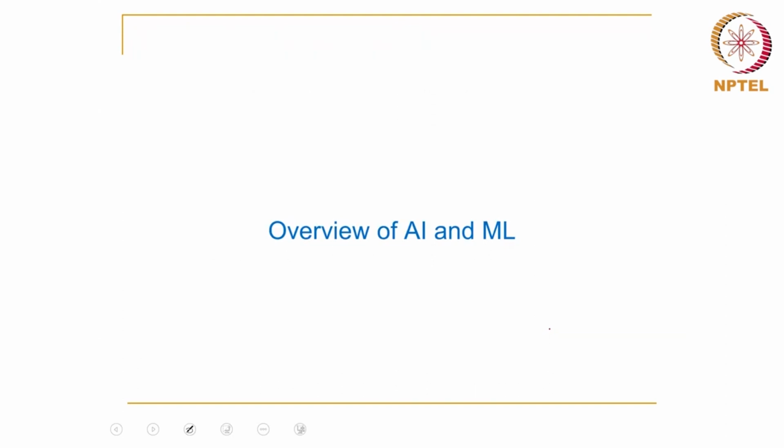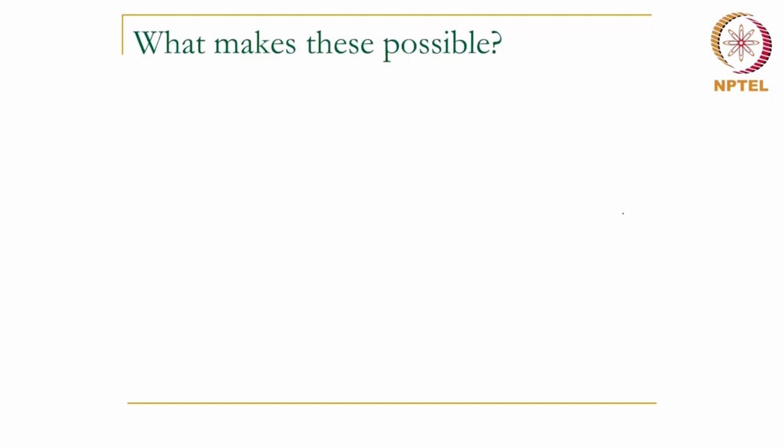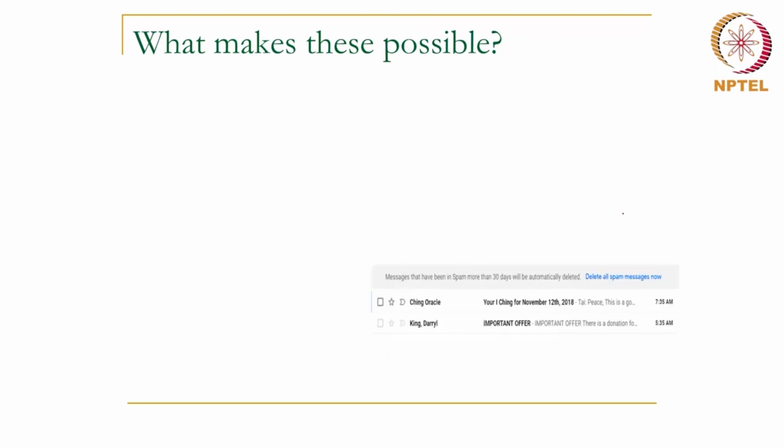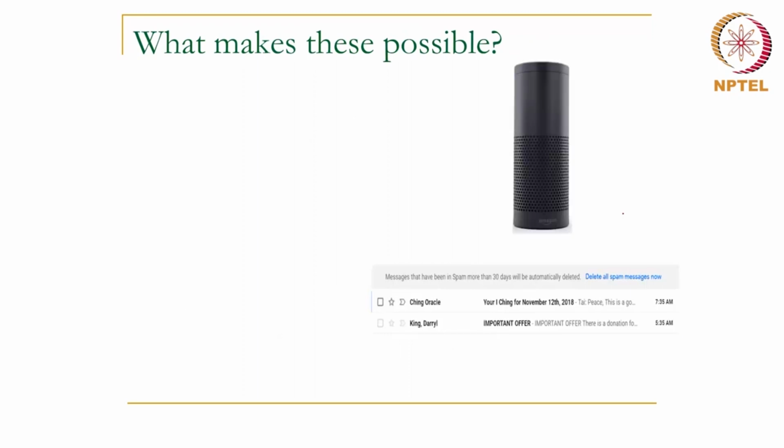So I'll very quickly rush through an overview of AI and ML. Again, forgive me if you are already familiar with this kind of material. We would have seen multiple use cases in real life. Now we have our spam detectors within our, let's say, Gmail inboxes. You have Amazon Echo, which is primarily a speech recognition system and a query based system.